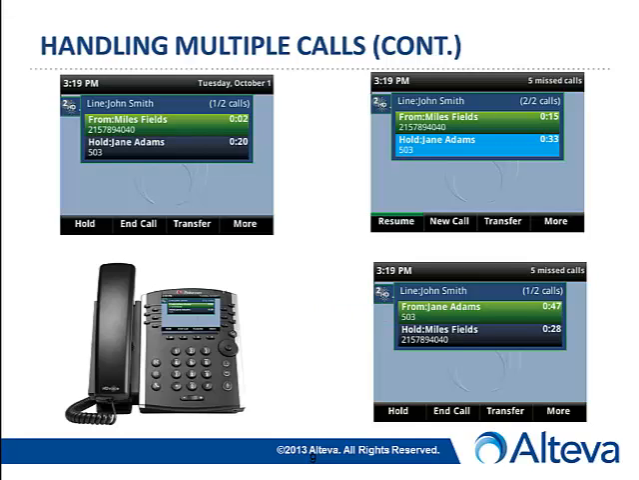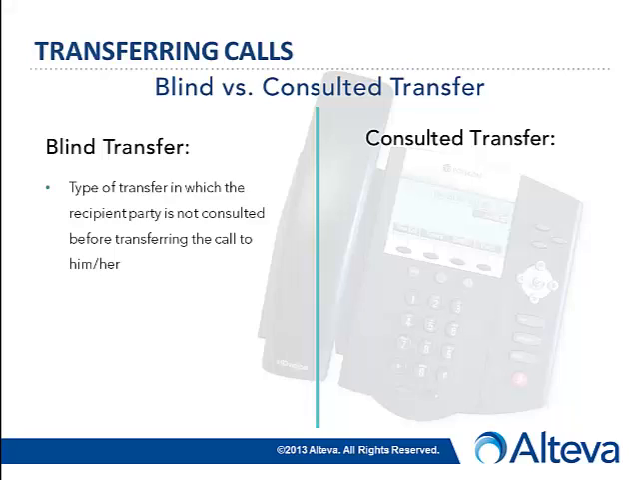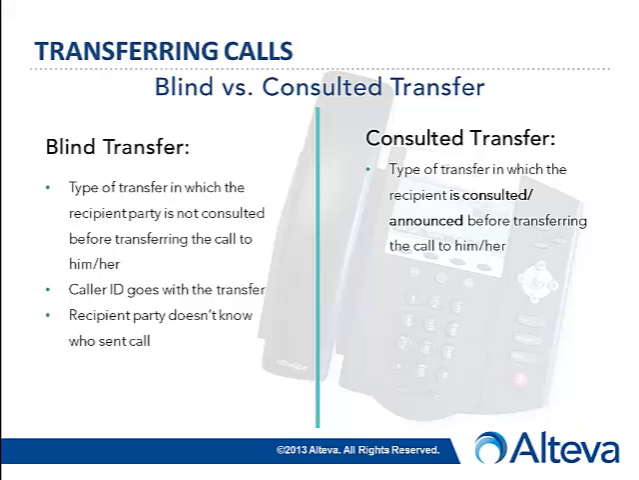The VVX400 phone allows you to do a blind and consulted transfer. A blind transfer is the type of transfer in which the recipient party is not consulted before transferring the call to him or her. The caller ID goes with the transfer. The recipient party doesn't know who sent the call. A consulted transfer, on the other hand, is the type of transfer in which the recipient is consulted or announced before transferring the call to him or her. The caller ID information is from the party announcing the call.